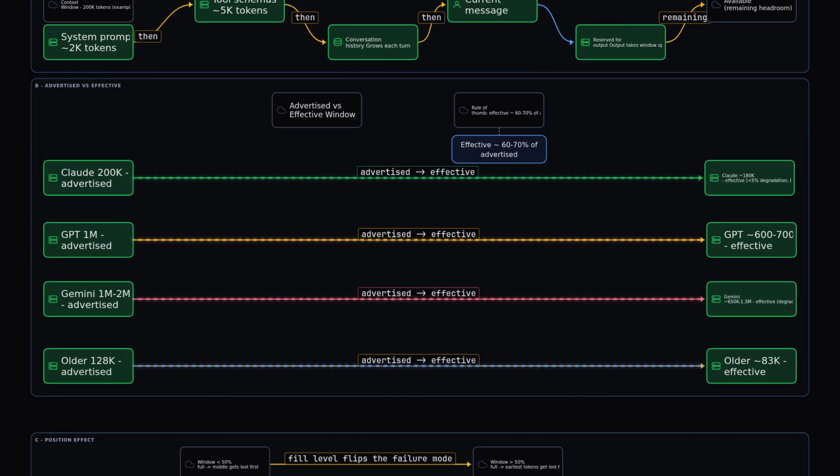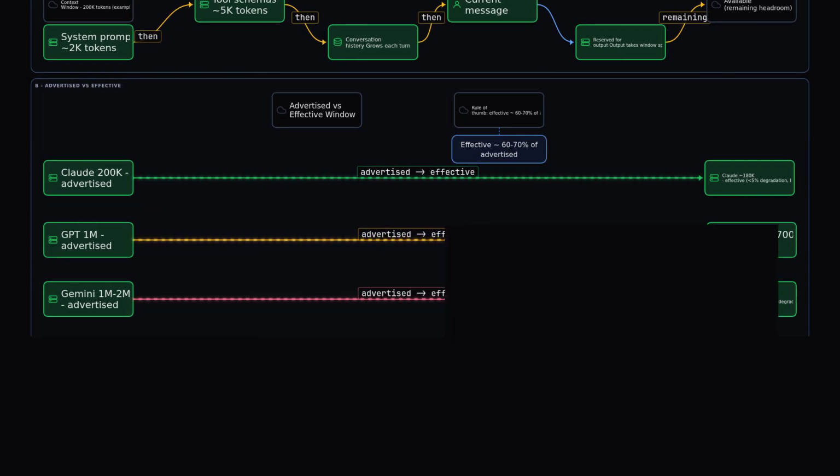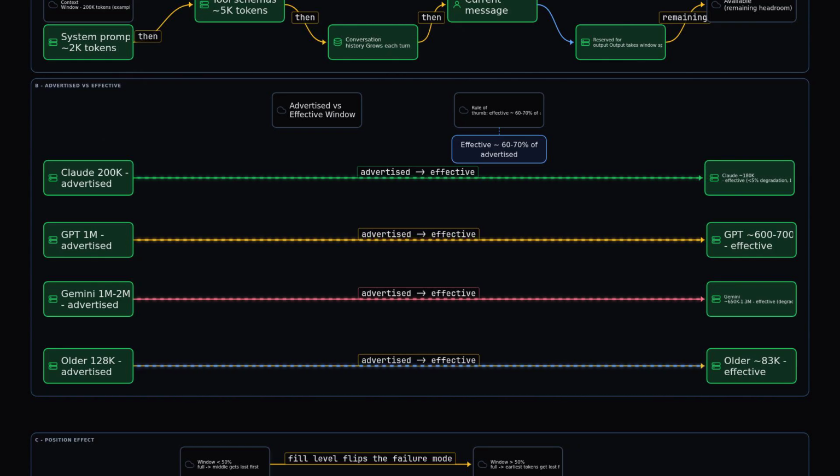Independent benchmarks, Chroma, NVIDIA, TokenMix, all land on the same conclusion. Models reliably use only 60 to 70% of their advertised window. A 200K model becomes unreliable around 130K. A million token model, closer to 600,000 or 700,000 effective. And the degradation is not gradual, it's a cliff.